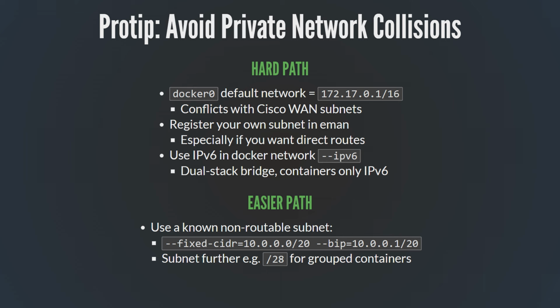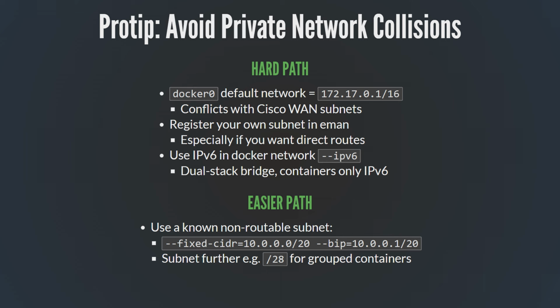Though an easier path to avoid this conflict is just to set your default Docker network to a non-routable subnet. In Cisco, we have 10.0.0.0/20, which at least for now is a non-routable lab subnet, so no one else is going to be using it in Cisco. To set this up, it took me a couple of tries to figure out the exact syntax, but you set up your subnet, and then you tell it the bridge IP that you want within that subnet. Once you set this up in your Docker daemon opts, you can get this up and running.